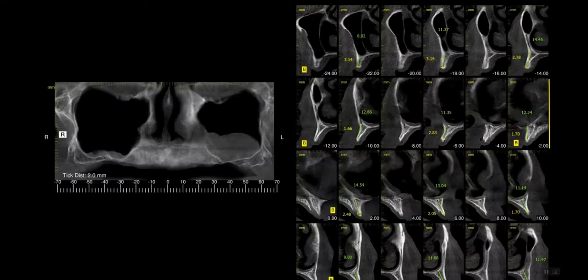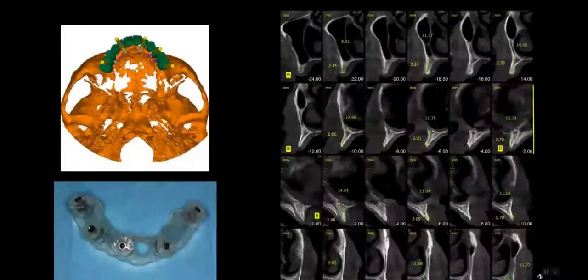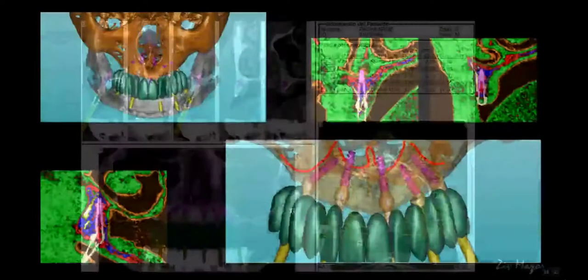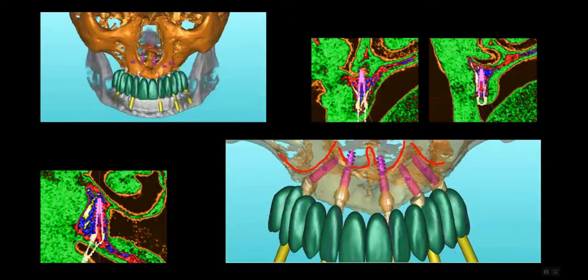Well, looking on the right side on his CBCT, you see a very narrow ridge. But we do have trabecular bone inside. So I said, well, let's give it a try. Let's try and place 5 to 6 implants from one sinus to the other, as you can see here, and construct a fixed restoration. So here is the plan.